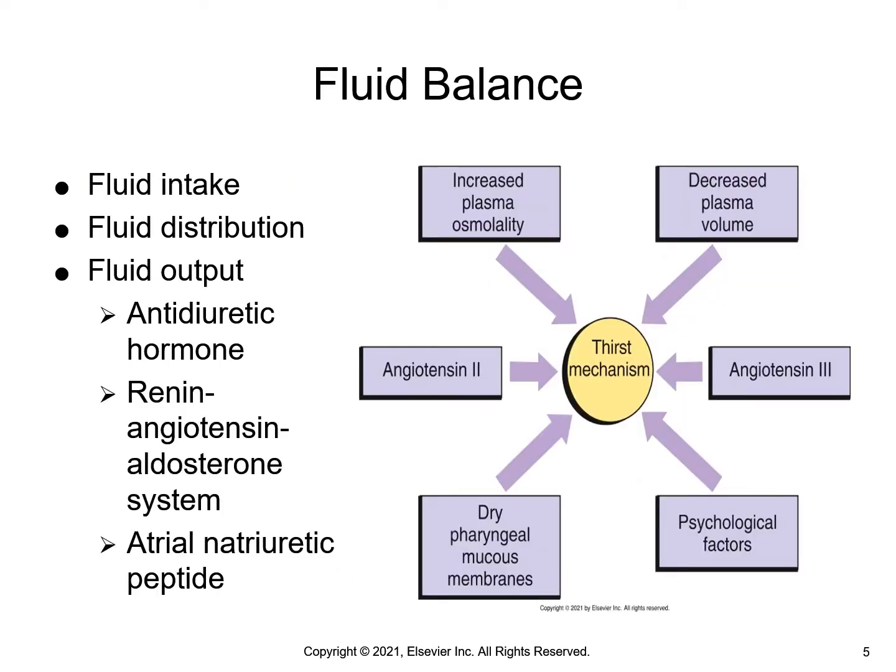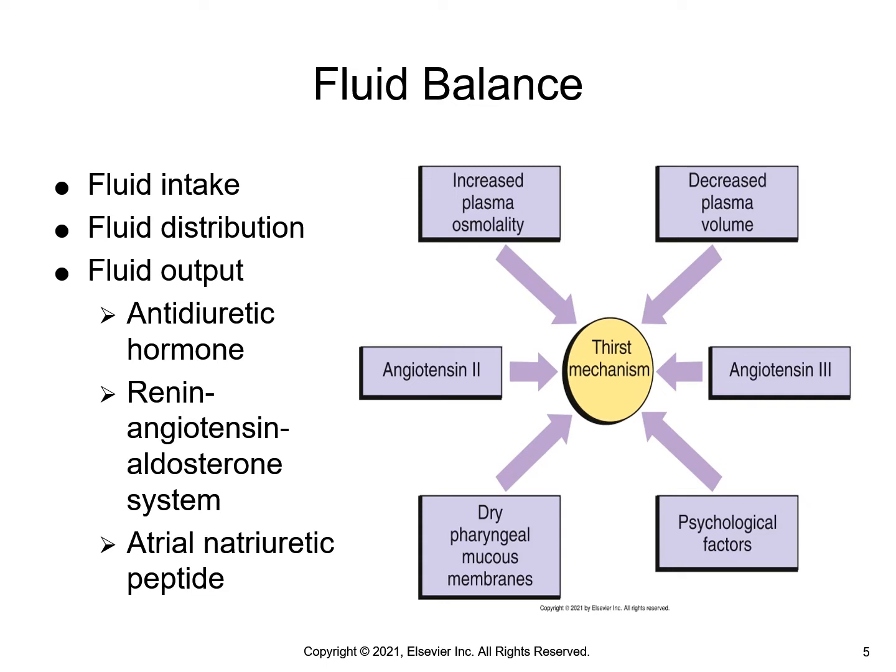The average fluid intake for an adult is about 2,300 milliliters. Fluid distribution is the movement of fluid among the various compartments. The fluid distribution between the extracellular and intracellular compartments occurs by osmosis. The fluid distribution between the vascular and interstitial parts of the extracellular fluids occurs by filtration.